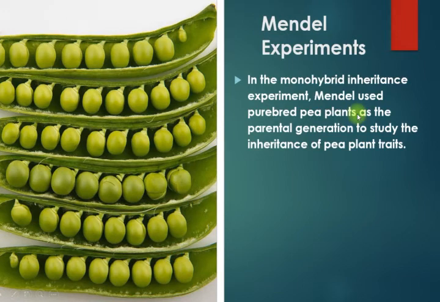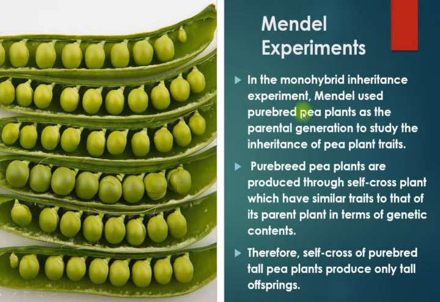In the next lesson, I will explain what a purebred pea plant is. Purebred pea plants are the parental generation used to study the inheritance of the pea plant's trait. So how does he get the purebred pea plants? They are produced through self-crossing plants which have similar traits to that of the parent plant in terms of genetic content.